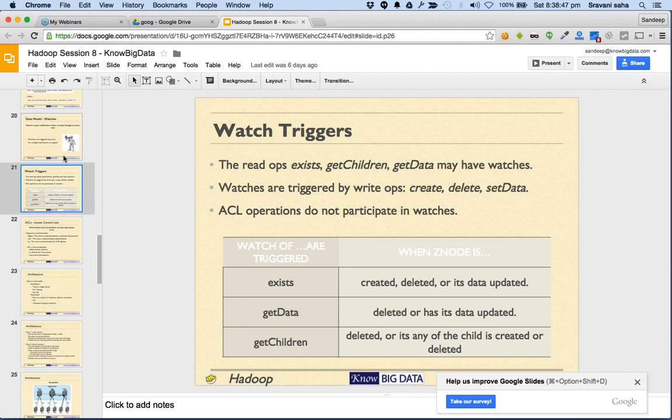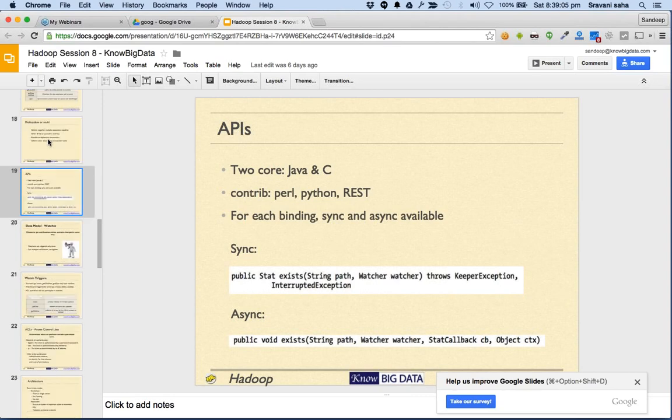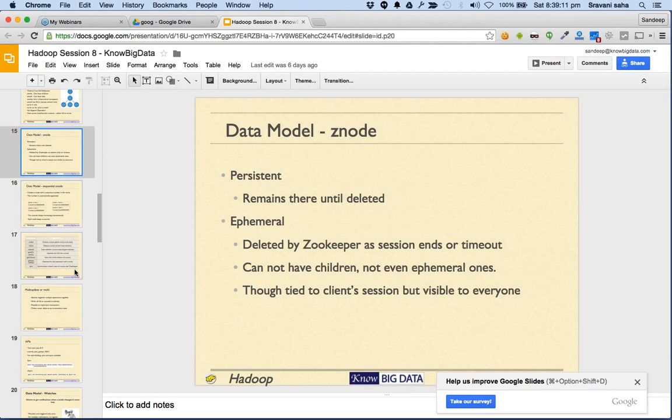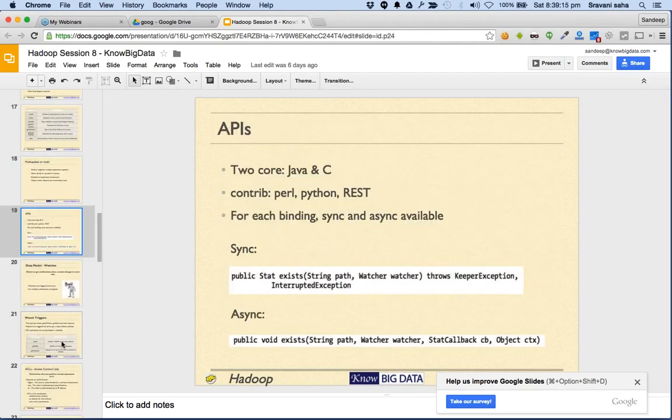These nodes, which are basically storage of data, come in three kinds. One is the normal one, second is sequential, and third is the one which disappears, the ephemeral node.